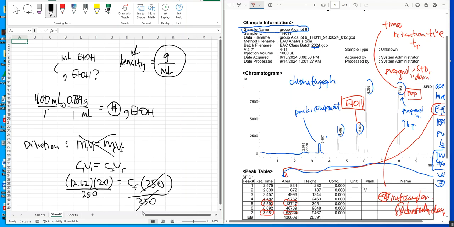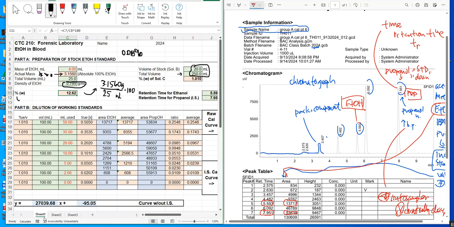So 12.62 times 20, hit enter, keep all of that together up on top, please. Do this in individual steps. If not, your calculator might lie. And then we're going to divide by 250 in the second step, and we get an answer. What this group got was 1.01. That is the concentration of the standard that we are going to be using in the sample prep for 2024.